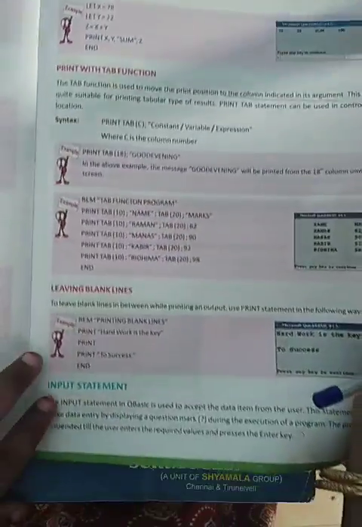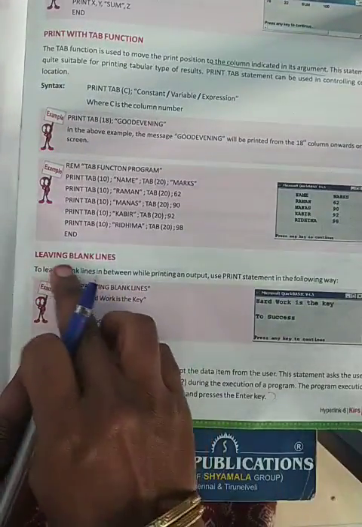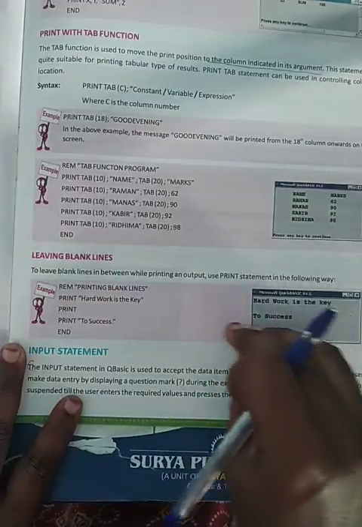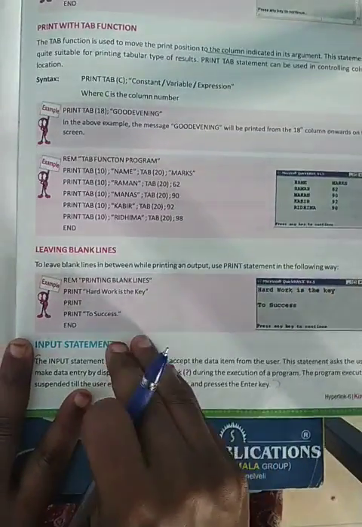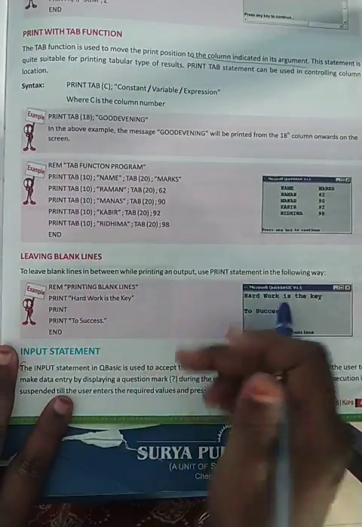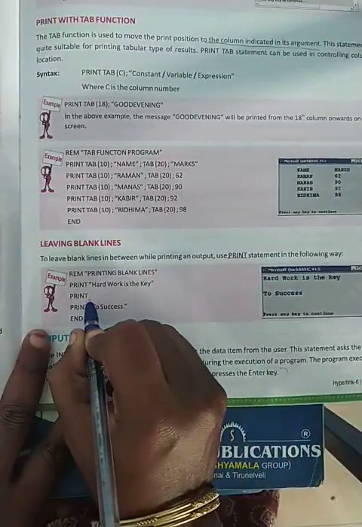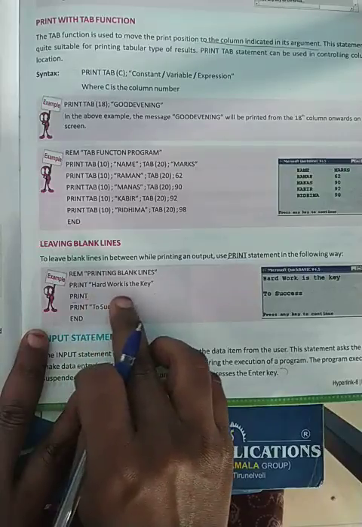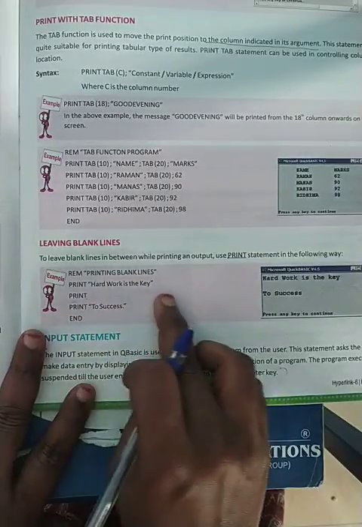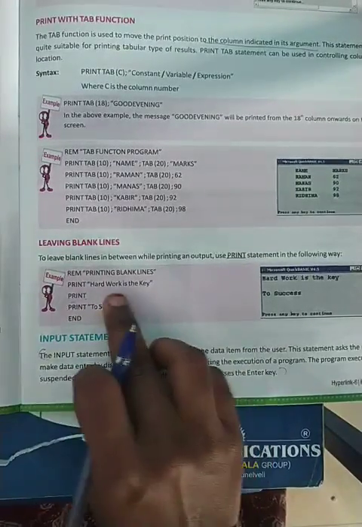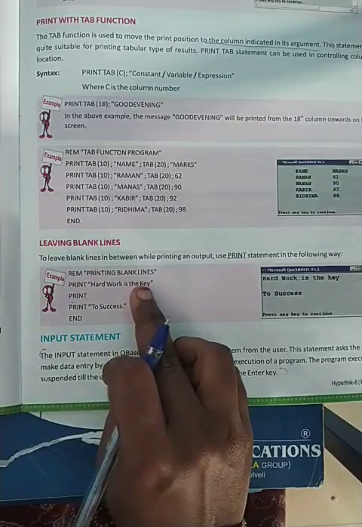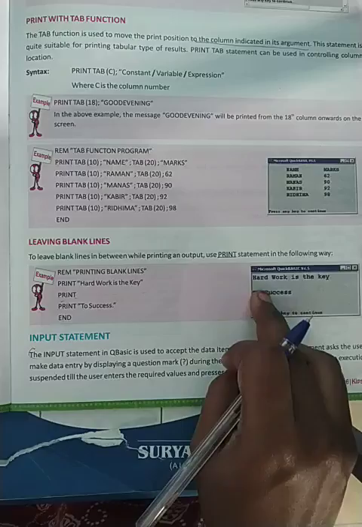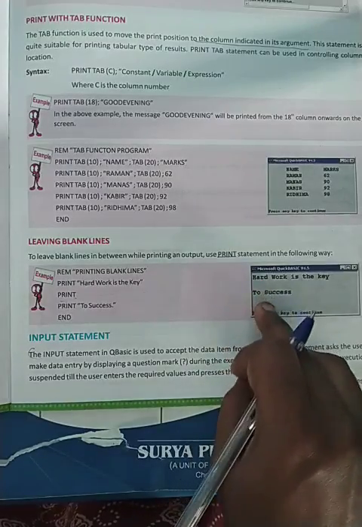Okay. Now coming to leaving a blank line. I want 2-3 lines to be blank in between. So what can I do? I'll simply write print and leave nothing. That means I will have a blank line. Okay, say: hard work is the key. Hard work is the key to success. So "to success" comes after leaving one line.